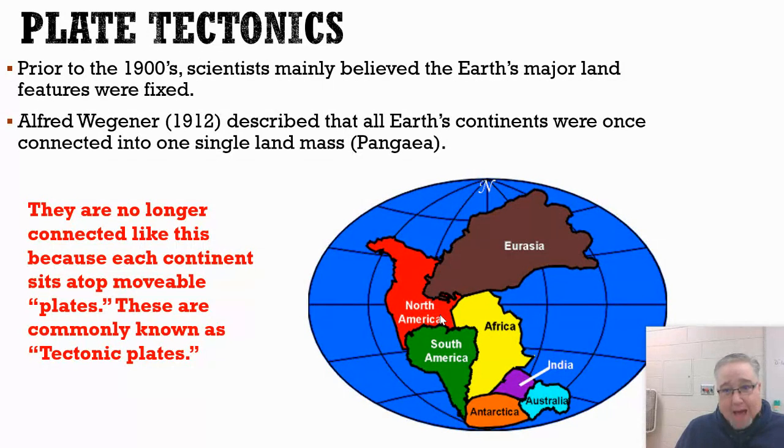Now, over time, the continents have drifted apart. And that's all because the continents themselves are parts of what we call tectonic plates. Tectonic plates are portions of the crust that move, all because of those magma currents that are below the surface. So, for example, millions and millions of years ago, this is what Pangea looked like. It was also known as the supercontinent.